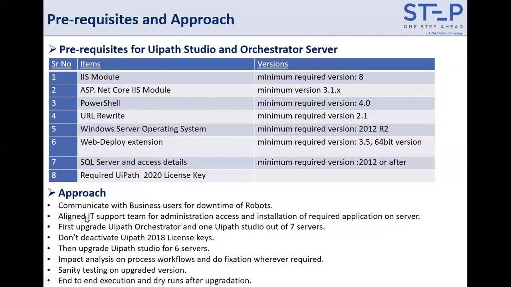Our first approach is to communicate with the business user about the downtime of the robots. For example, our processes run from Monday to Friday between 9 a.m. and 6 p.m., and after 6 p.m. none of the robots are running. This is the downtime of our business, and in this downtime we can go ahead with the Orchestrator server upgrade. So it is very important that we discuss the downtime of the robots with business users.